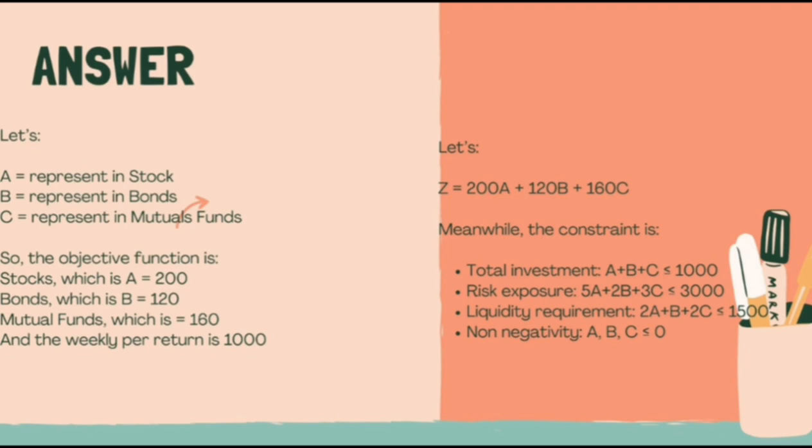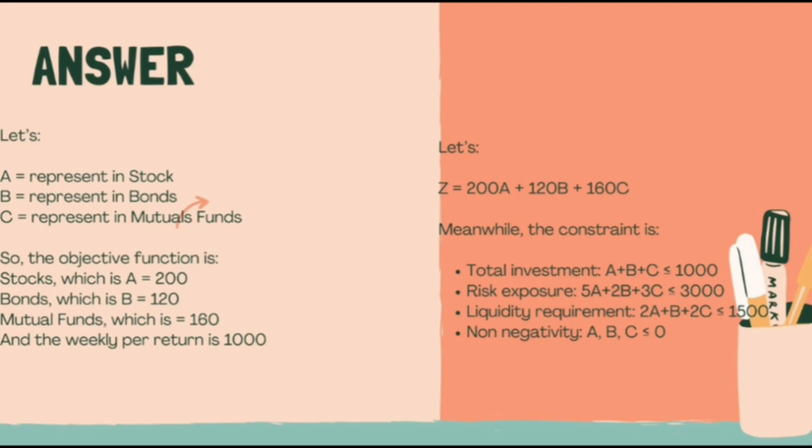For the answer, step 1, define decision variables. We define our decision variables as follows: A represents investment in stock, B represents investment in bond, and C represents investment in mutual fund. So the objective function coefficients are stock A equal to 200, bond B equal to 120, and mutual fund C equal to 160, and the weekly return per 1000.